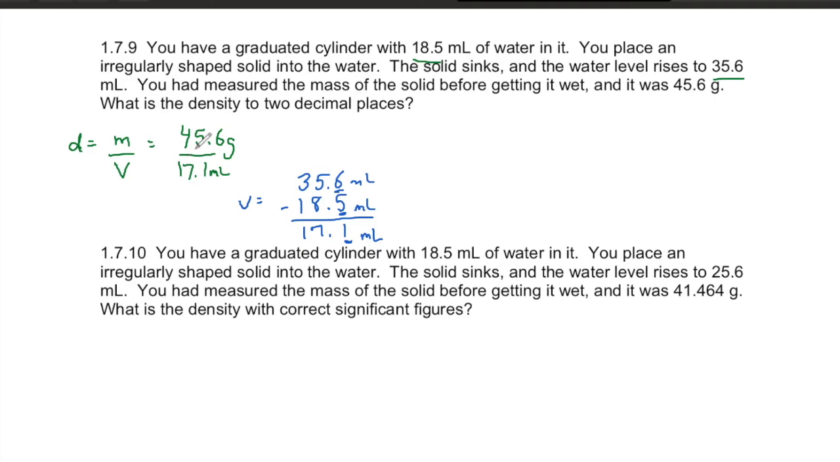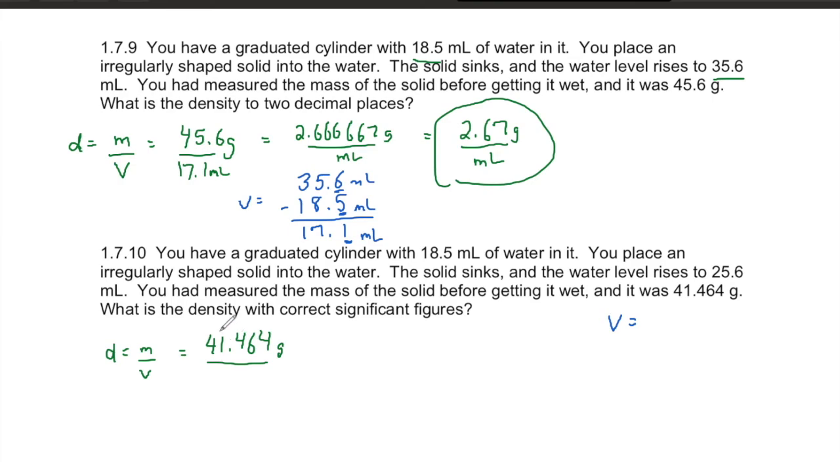Now that we're doing division, we can look at the number of significant digits. Something with 3 divided by something with 3. That means that we can take the answer that we get and round it to 3 significant digits. This density would be 2.67 grams per milliliter.